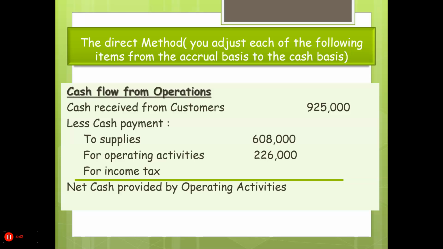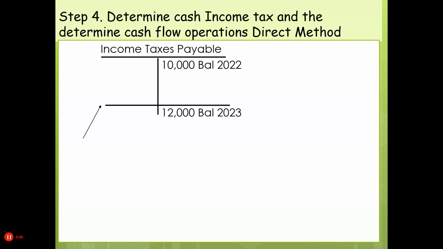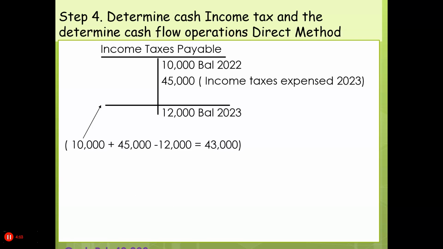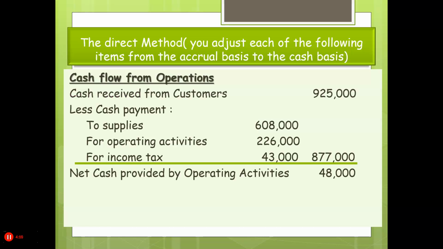Now we've got to look at income taxes payable. We know we started with 10, we ended with 12, and we had income tax expense of 45, and so that tells us we actually paid 43. Now we add those up. We have $877,000 in expenses subtracted from the cash received, outflow versus inflow, and it tells us our net cash provided by operations is $48,000, which is the same number we showed under the indirect method for part 3. And that ends this presentation and all of chapter 4.